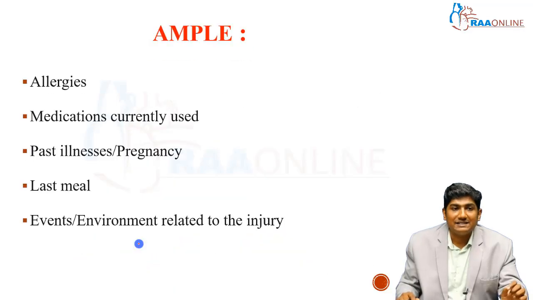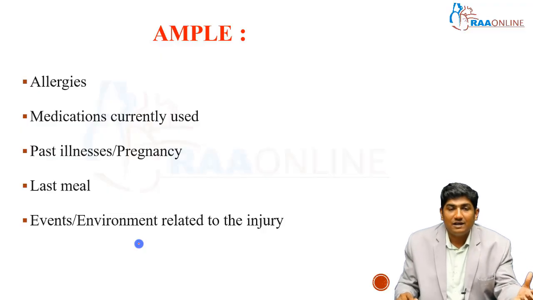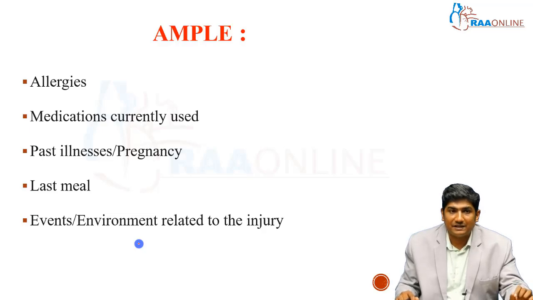What is AMPLE? A stands for allergy. What medication is the patient allergic to? M stands for medications currently used. P for past illness or pregnancy. L for last meal. E for events and environment related to the injury. What type of environment? Was it a blast injury? Was it contained in a closed room during a thermal injury? All these things matter. This is called AMPLE history.